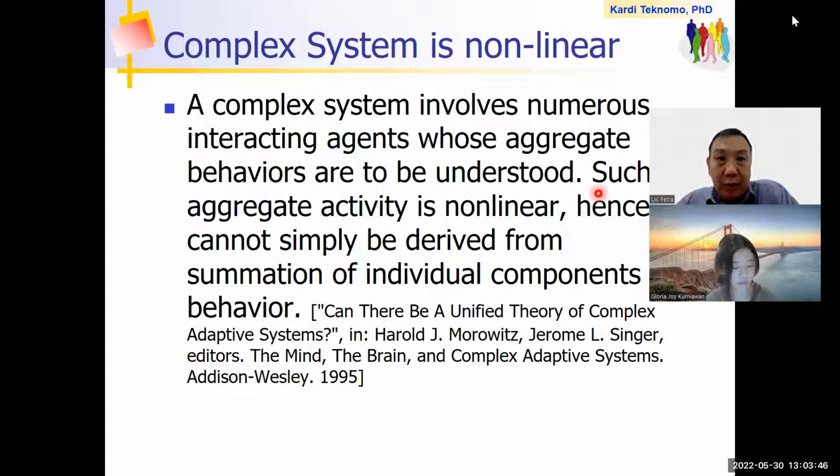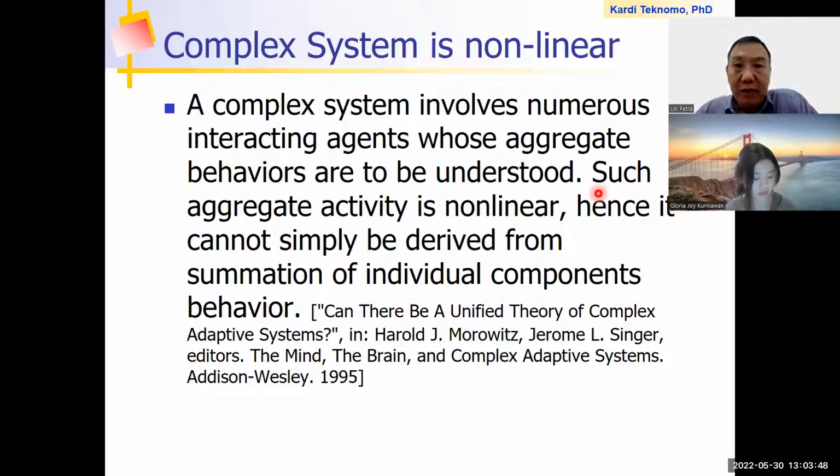This is what is called a complex system. A complex system involves numerous interacting agents, whose aggregate behavior is to be understood. Meaning we don't know the performance of each agent in advance. The aggregate activities are nonlinear, hence we cannot simply derive them from the summation of individual component behavior.